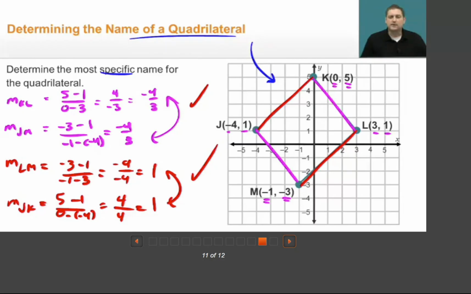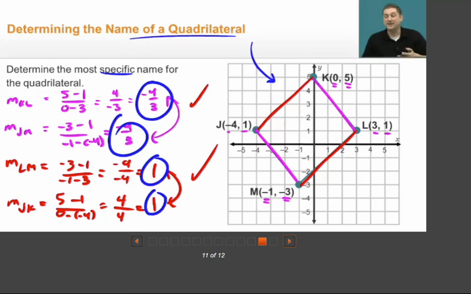All right, well, if opposite sides are parallel, do I have a rectangle or a square maybe? Well, if you look at your slopes, no. None of my slopes are opposite reciprocals of each other. And since I don't have perpendicular lines, that means I don't have right angles. But I can determine maybe if it's a rhombus. I would have to just check to see if I have 4 sides that are all congruent to each other.